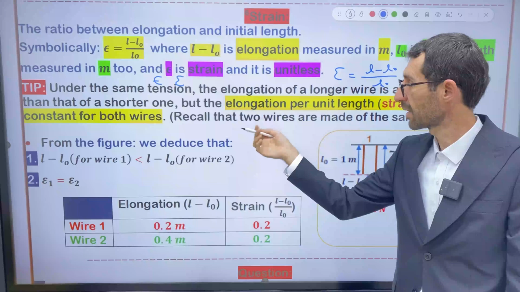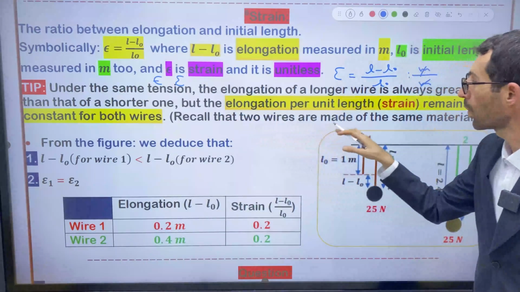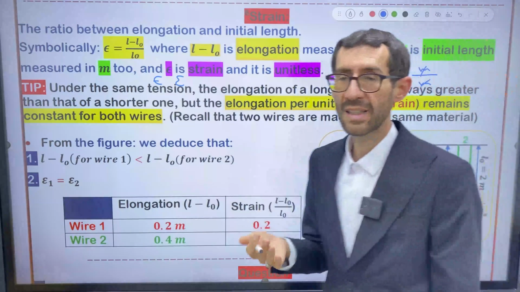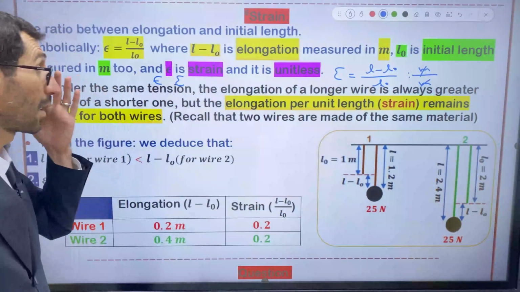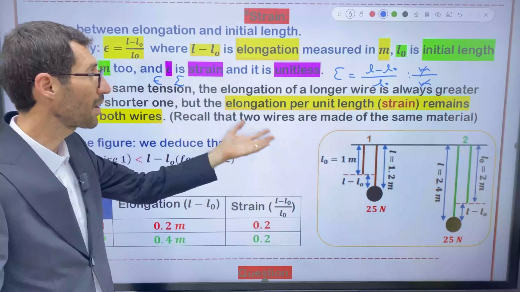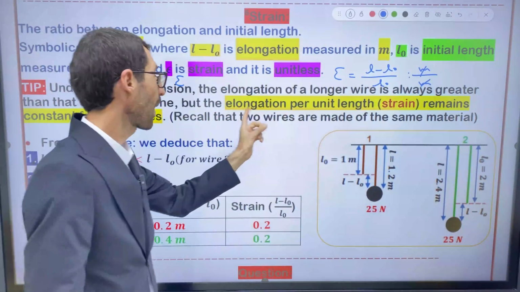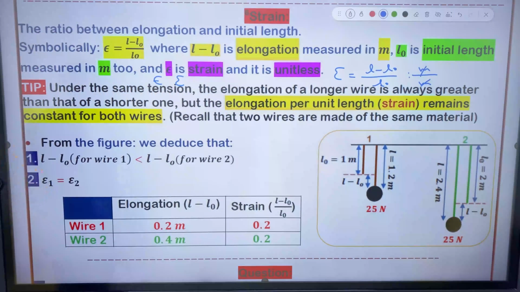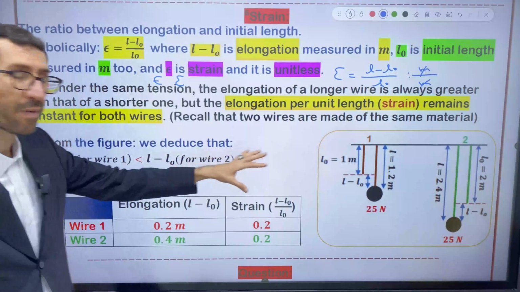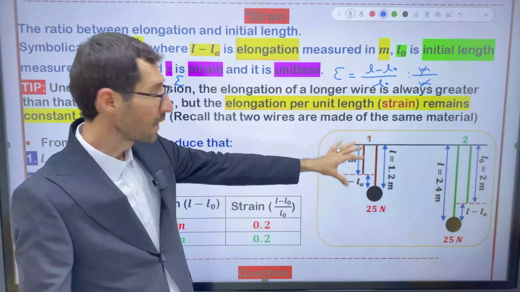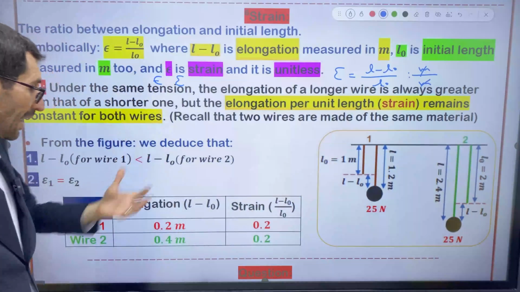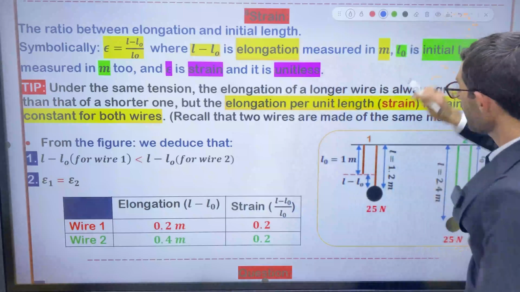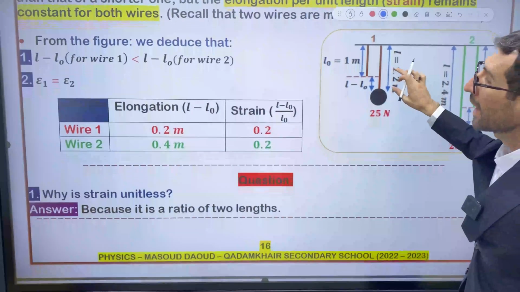Recall, I remind you, that the two wires are made of the same material. You know this information. Wires should be identical in material, and they should undergo the same tension, but here strain, or in other words, elongation per unit length, remains unchanged, right? From the figure, we deduce that. We have a figure here. I drew a figure for you. I'm going to focus on this figure and explain it, and after that, I have a question for you.